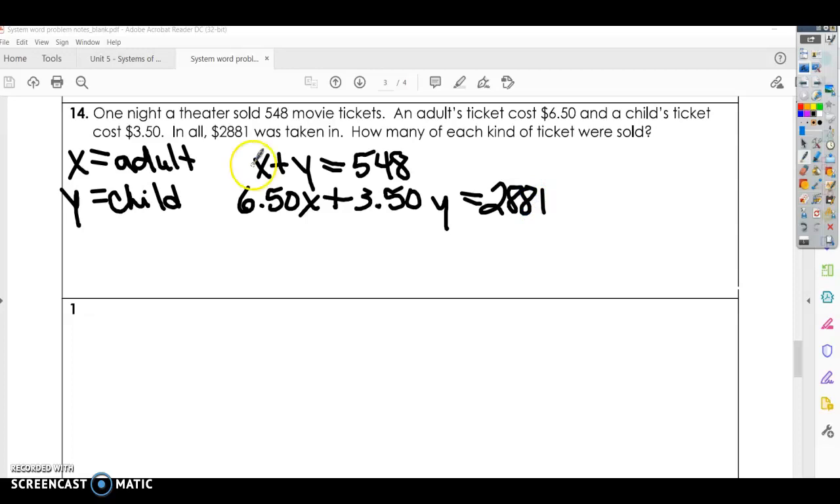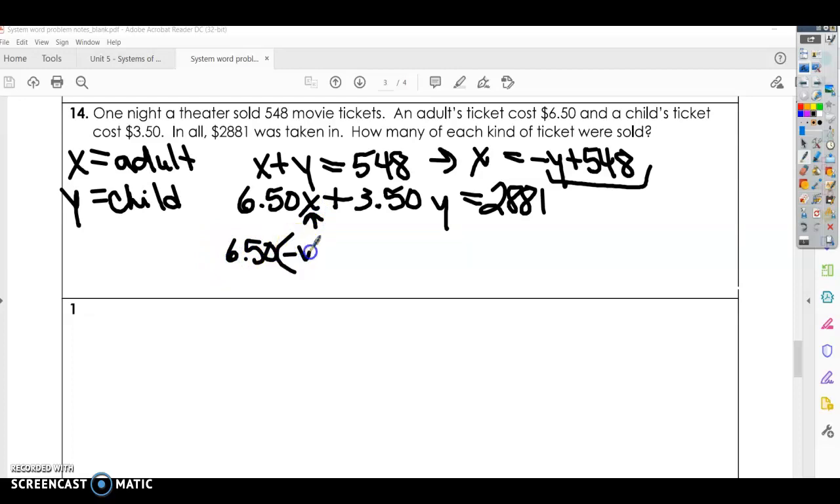All right, just like the last one we did, this is easy to solve for X or Y. So I'm just going to rewrite this as X. I'm going to subtract Y. So X equals negative Y plus 548. It's plus 548 because it's already positive and it didn't move. It stayed on the right side of the equal sign. The only thing that moved was the Y, and because we moved it across, it becomes negative. All right, so this equals X, so I can plug that in for X. So I'm going to say 650 times, instead of X, I'm going to plug in negative Y plus 548, and then plus 350Y equals 2881.